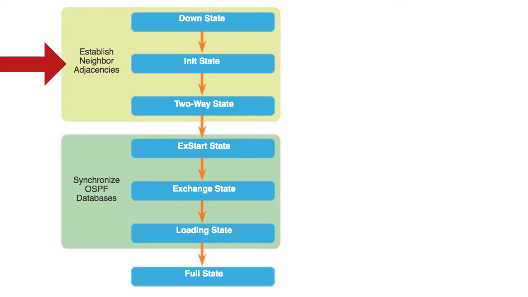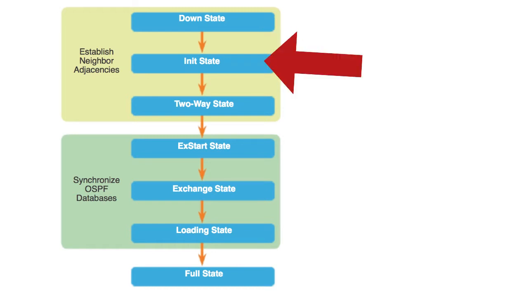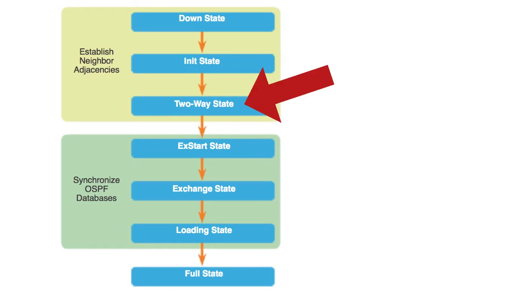First, it needs to establish the neighbor adjacencies, passing from the down state, where no hello packets are received, and the router starts sending hello packets through its interfaces. Then, it changes to the init state, when it receives hello packets from the neighbors. Then it passes to the two-way state. On Ethernet links, it elects a designated router and a backup designated router.